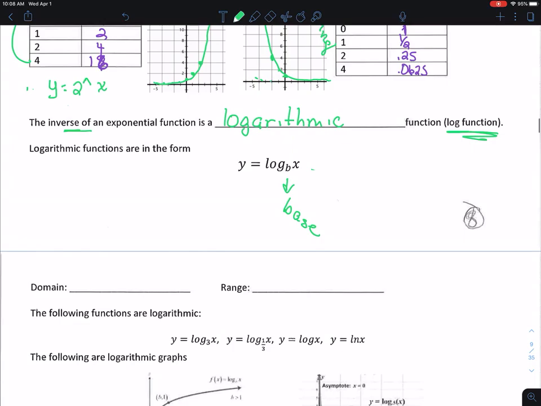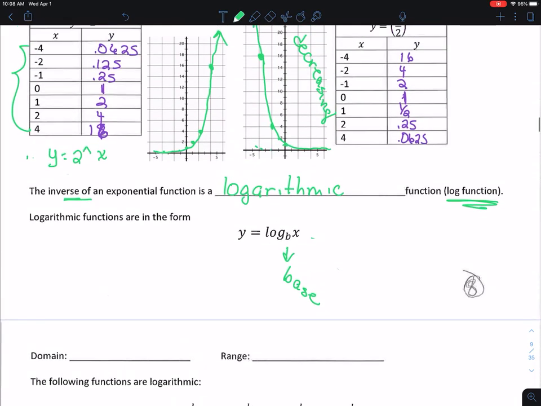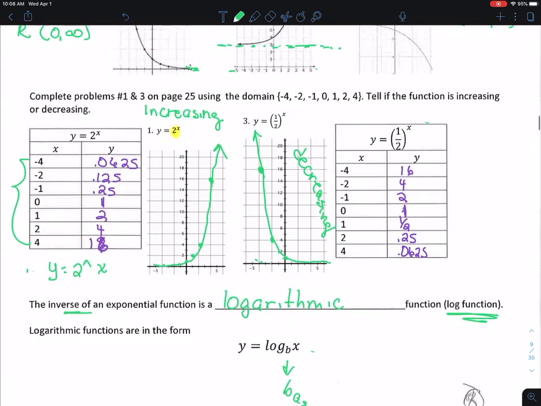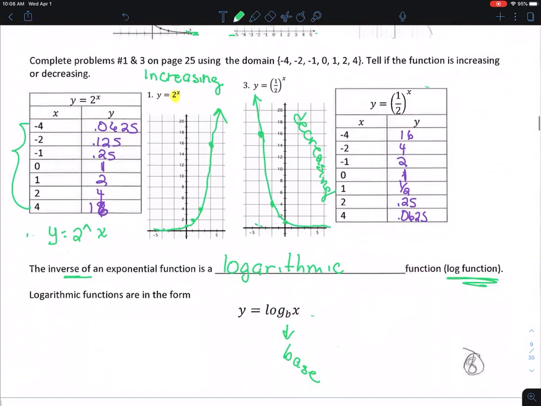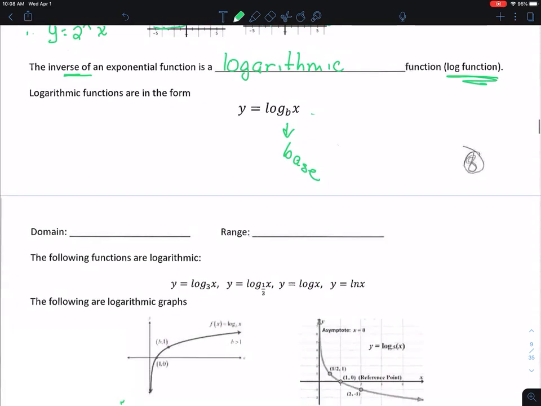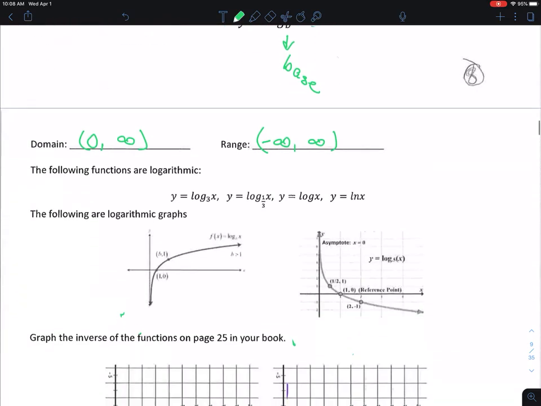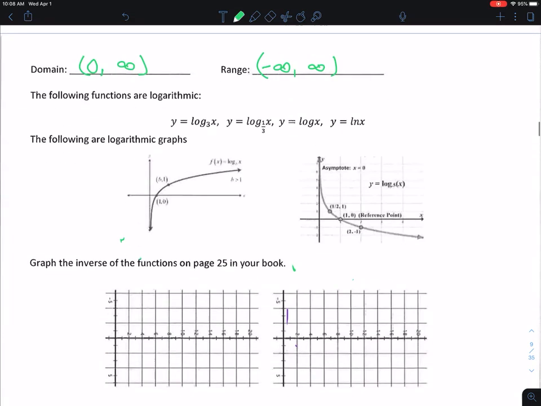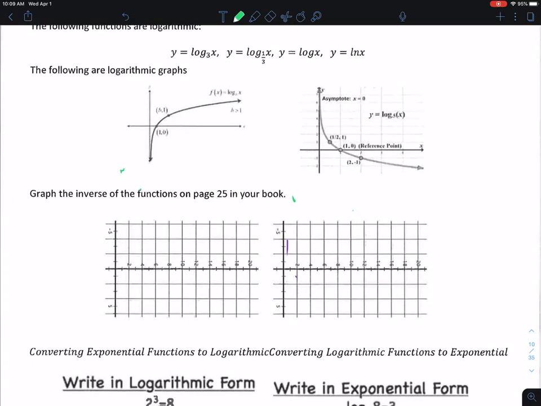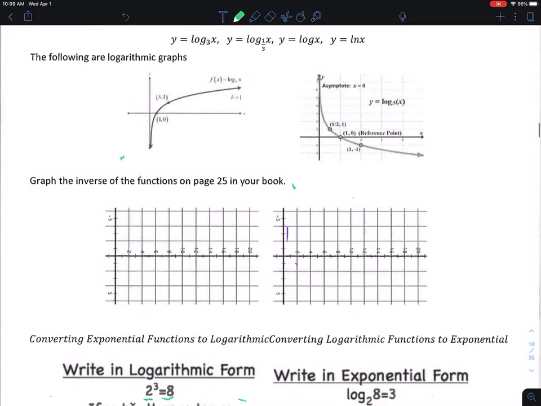So because log and exponential functions are inverses of each other, their domain and their range switch. So now the domain of the exponential function was negative infinity to infinity. So now that's going to be the range of the log function. The range of the exponential function was 0 to infinity, so that becomes the domain of our logarithmic function. And here are examples of logarithmic functions. That's what they look like. And if we were to graph it, we would see that the functions above also will appear like that when we graph them in log function.